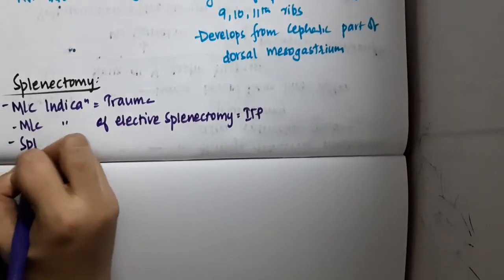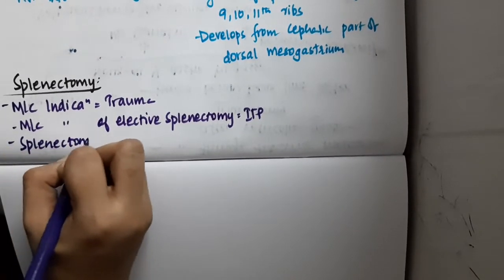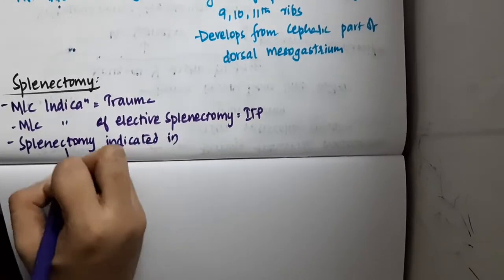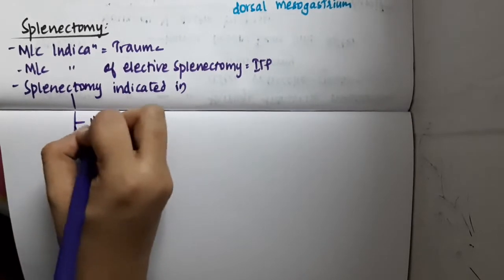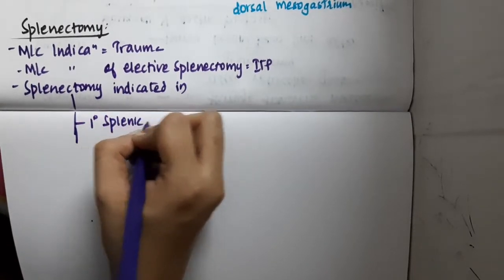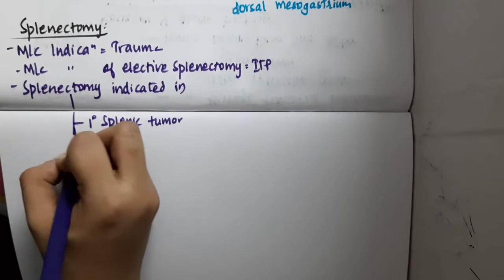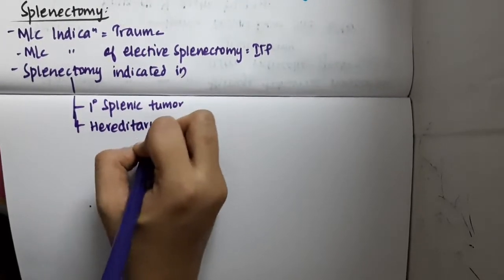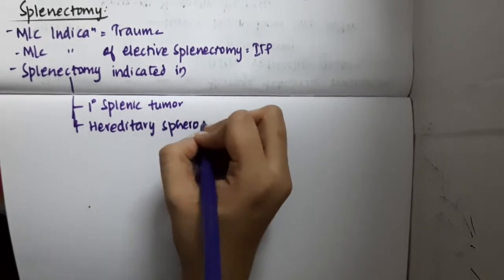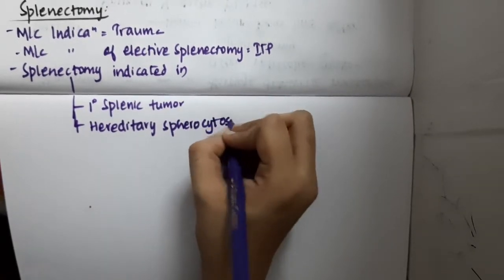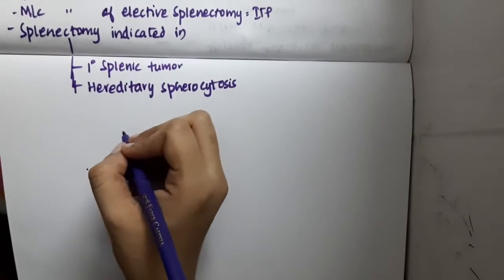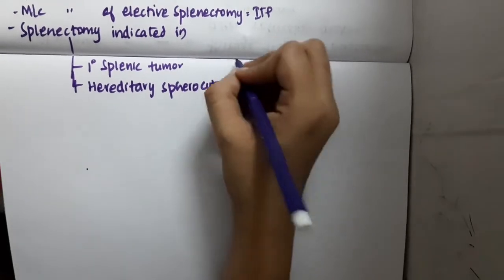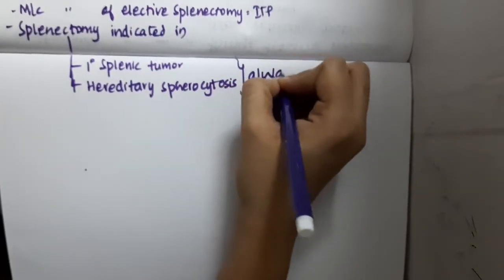Splenectomy is indicated in primary splenic tumor, and it is indicated in hereditary spherocytosis. In both of these, splenectomy is always indicated.